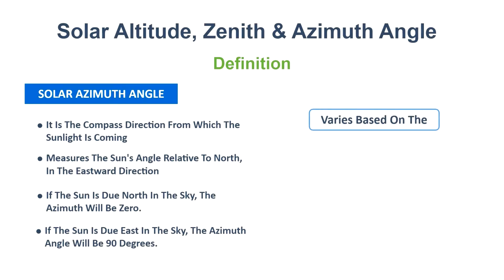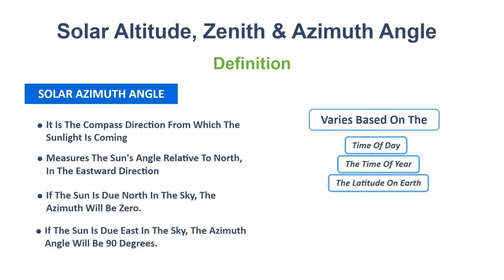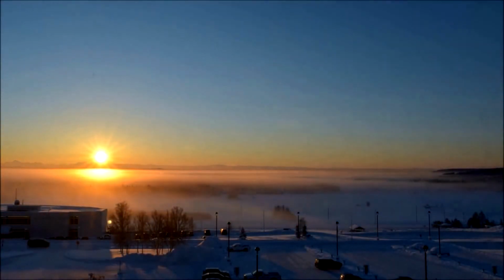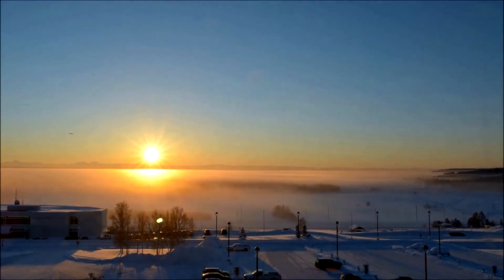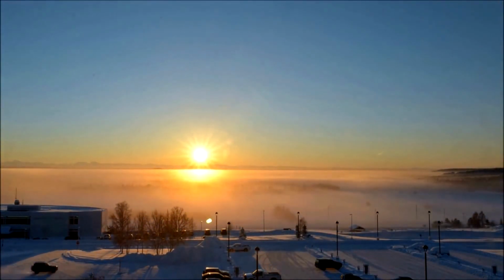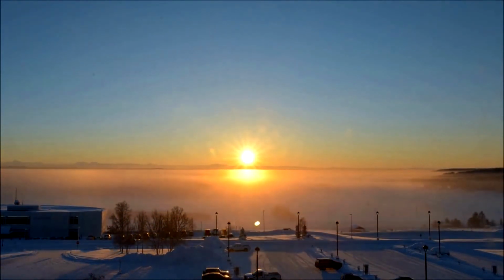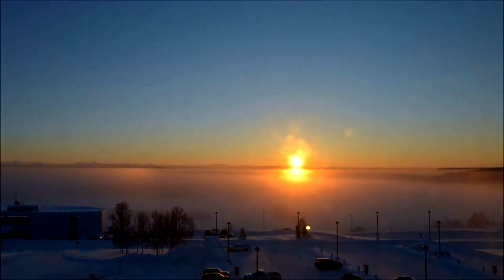Again, similar to the solar altitude and zenith angle, azimuth angle also changes throughout the day and year and with the variation in latitude. Except at the equinoxes, the sun rises directly to the east and sets directly west regardless of the latitude, thus making the azimuth angles 90 degrees at sunrise and 270 degrees at sunset.